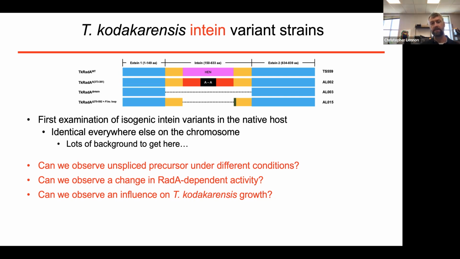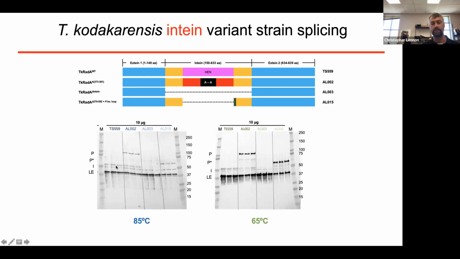And so what we did is we decided to grow these up and probe for RadA using Western blotting at 85 degrees C, which is its preferred temperature, and 65 degrees C, which it can grow at, but it grows slowly, right? And so we can see in these two intein variant strains, we have these bands appear that correlate with this unspliced precursor. And we can see in particular for this AL15 that we get about 50% precursor and 50% mature functional RadA at this lower temperature, right?